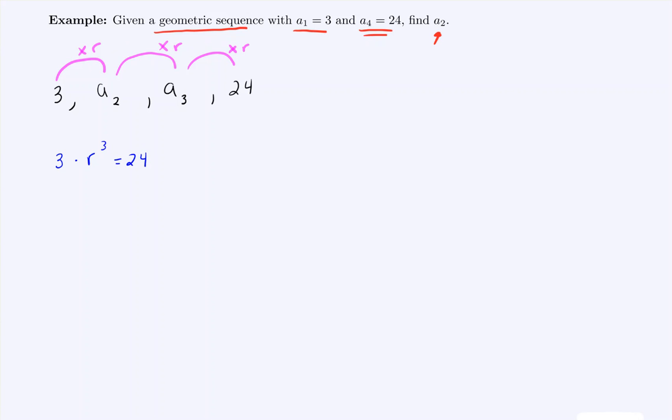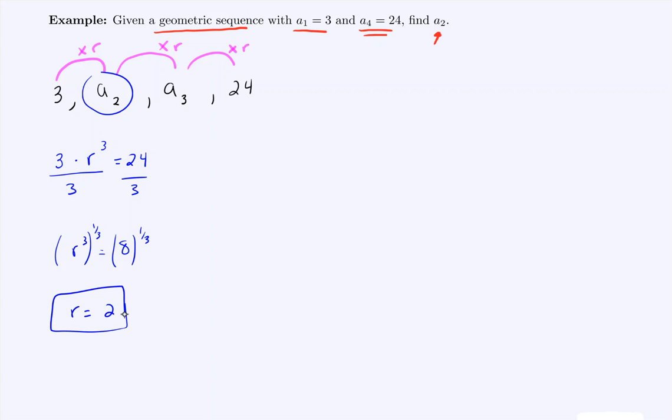And the great thing is, once I know the common ratio, I can multiply that by 24 to get the next term, or I can multiply it by 3 to get the second term, which is what I'm looking for. So I'm going to divide both sides by 3. The common ratio cubed equals 8. And then we think, what's the cube root of 8? That would be 2. So our common ratio is 2.